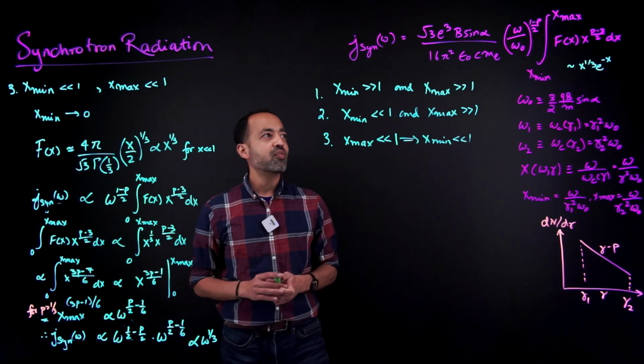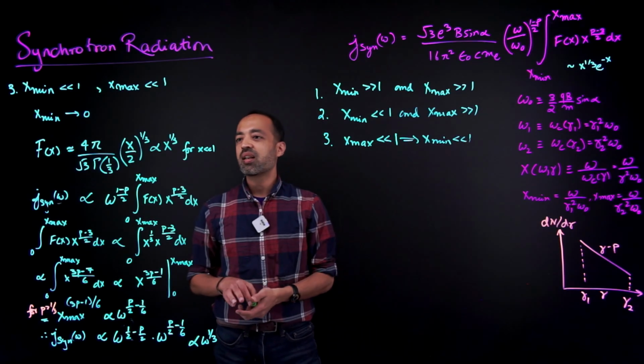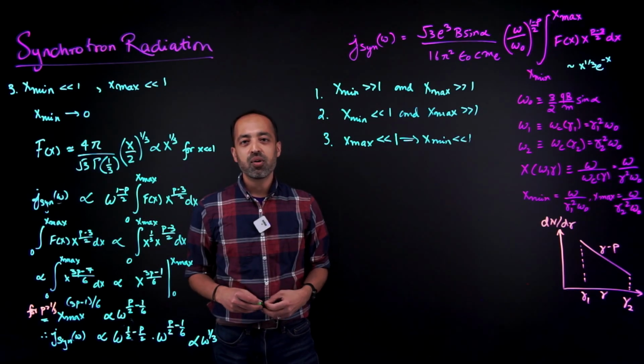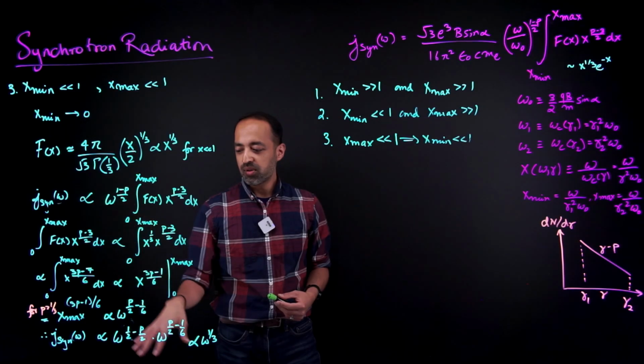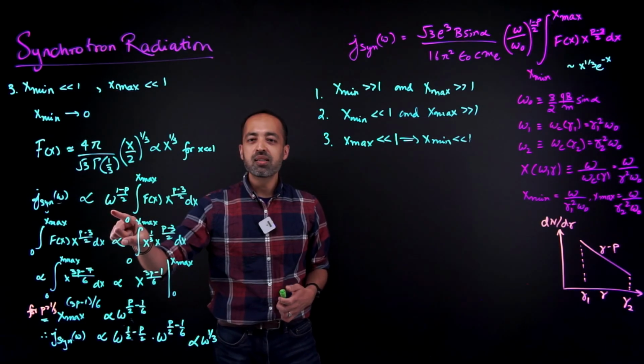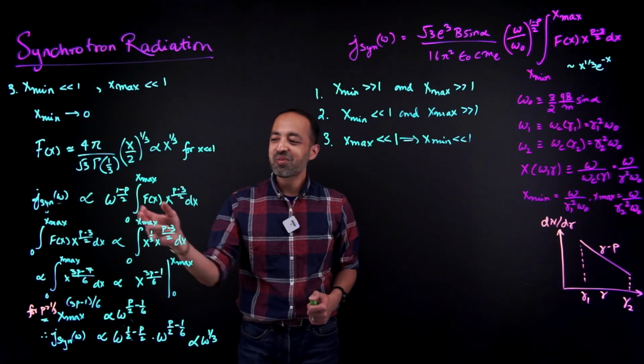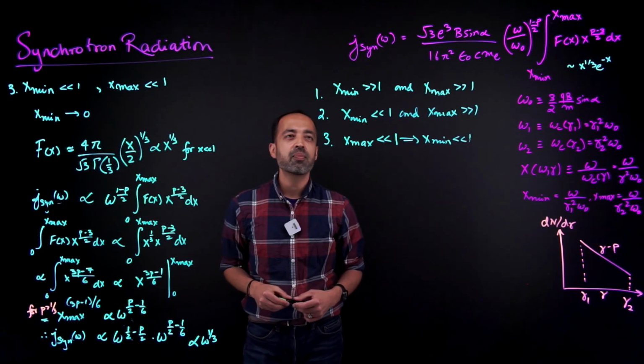It's simply a question of taking the f of x and putting in the corresponding power law regime, and then going through this expression and keeping track of the bits that matter, which is the proportionality as a function of omega.